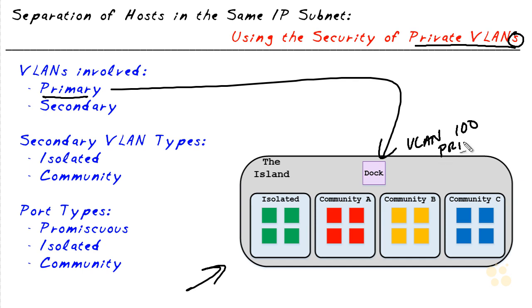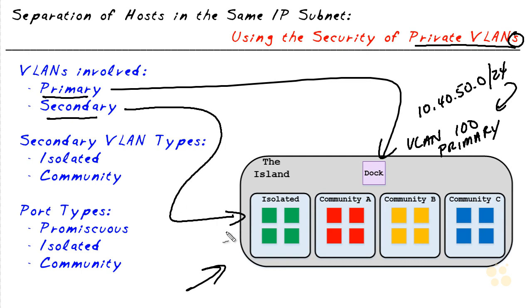That's the primary VLAN. And associated with the primary VLAN is going to be some type of an IP network address space. So let's say that primary VLAN 100 is given the IP address space of 10.40.50.0/24. That's the subnet address space associated with that primary VLAN. Then we're going to create additional subsets, if you will, of that primary VLAN, subdomains. They refer to these in private VLANs as secondary VLANs. And so what we could do is we could create something called an isolated secondary VLAN. Or we could create one or more community VLANs as secondary VLANs.